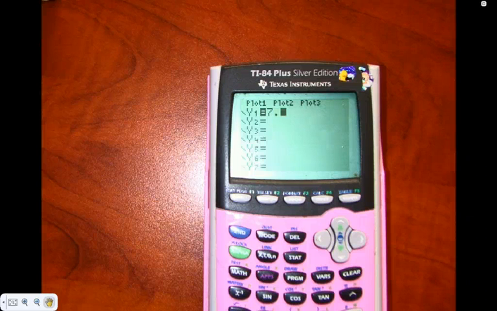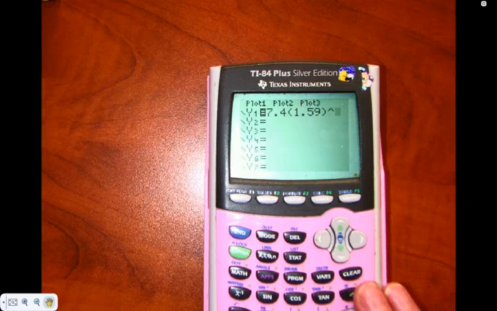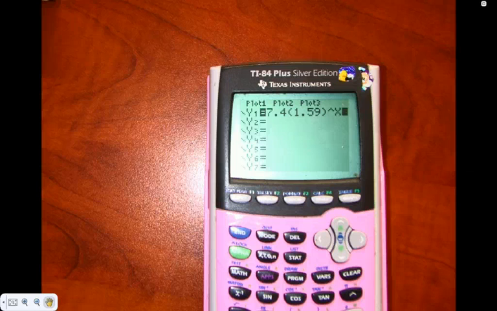That's awesome. 7.4, bracket 1.59, bracket. How am I going to get that exponent up there? The caret, the hat, the exponent key, and then t, which is going to be x for us.